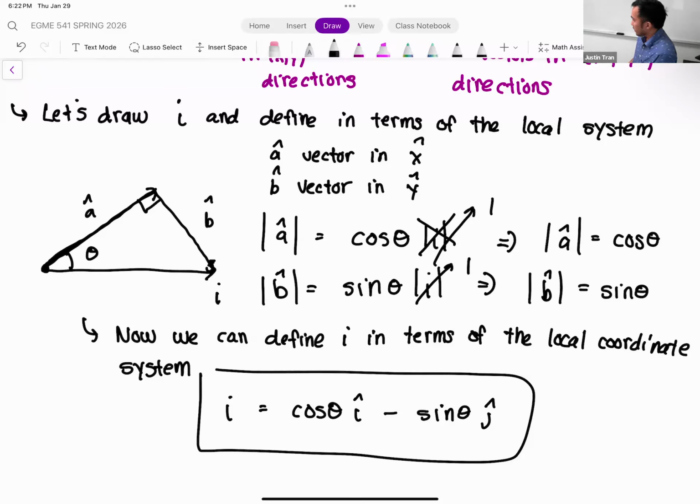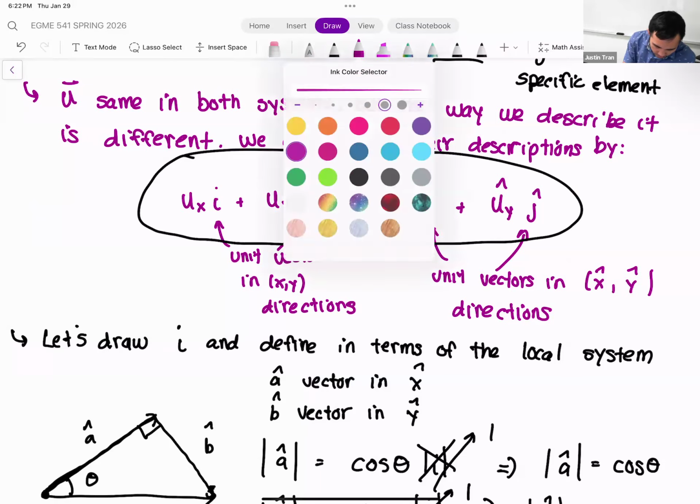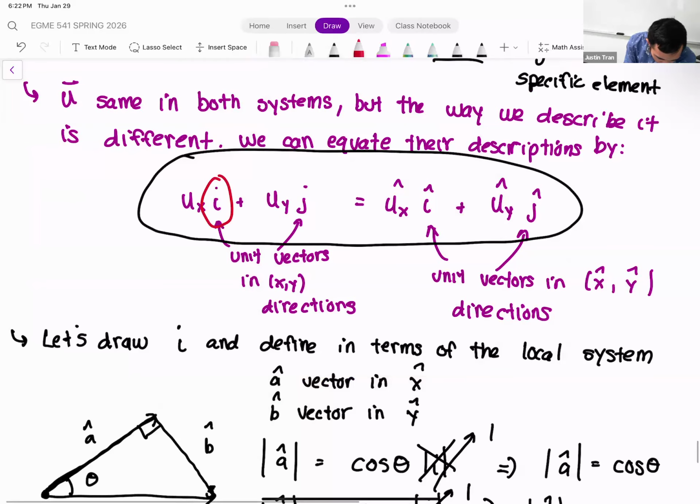Okay, good. So let's do the same thing, except instead of the I vector, let's do it for j, okay? And so essentially what we're going to do is define each of the unit vectors in the stationary coordinate system in terms of the local coordinates, okay? And where we're going with this is, if you go back to the expression that we have for a generic vector, essentially what we want to do is plug in for I and j here, okay? Because if we can define I and j in terms of I hat and j hat, then we can plug that in and get an expression that we can actually use to relate the two systems.